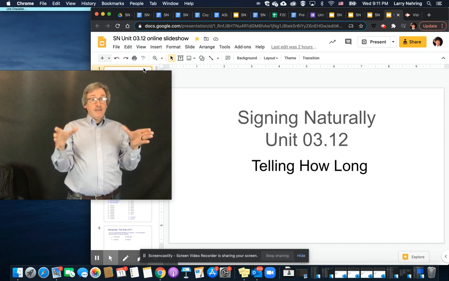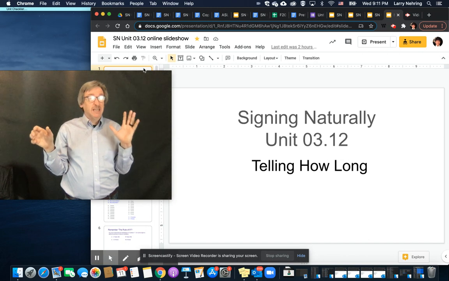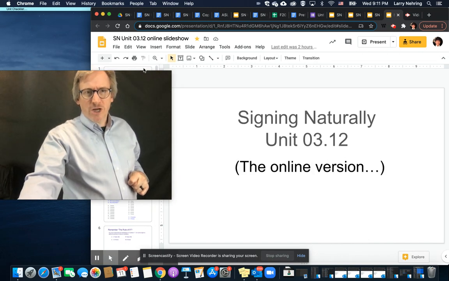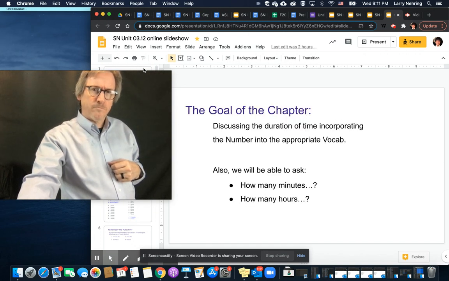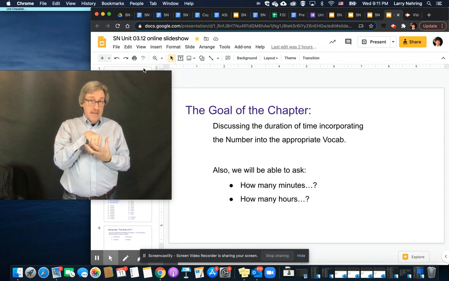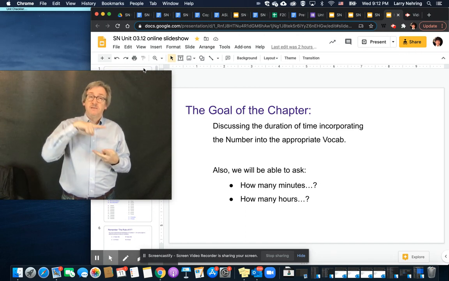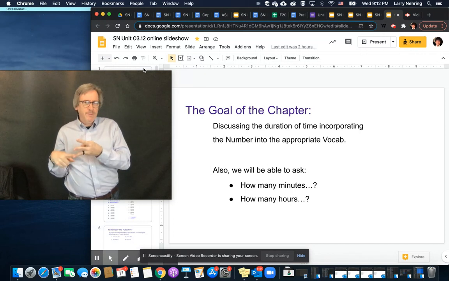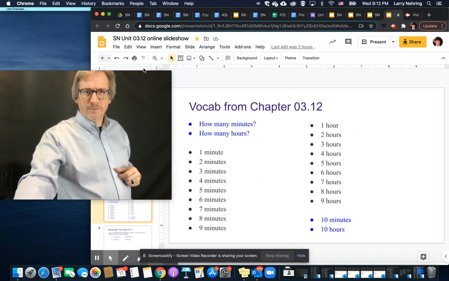Okay, so 312, we're almost done with Unit 3. There's a couple more straggling chapters. This one's a really long one, but it's a lot of short things. So we're talking about how long, duration, and time signs. The main thing we're going to be looking at is incorporating time and numbers into time signs, and then also being able to ask the question, how many minutes, how many hours? Those are the main goals of this chapter.